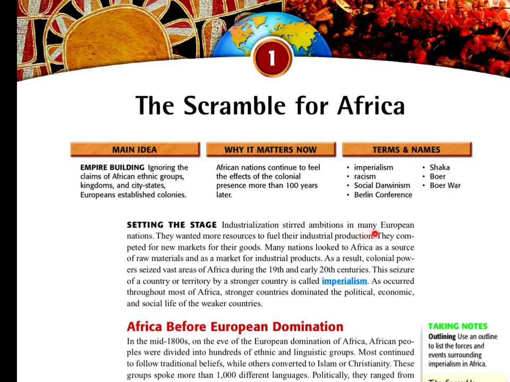Industrialization stirred ambitions in many European nations. They wanted more resources to fuel their industrial production. They competed for new markets for their goods. Many nations looked to Africa as a source of raw materials and as a market for industrial products. As a result, colonial powers seized vast areas of Africa during the 19th and the early 20th centuries. This seizure of a country or territory by a stronger country is called imperialism. As occurred throughout most of Africa, stronger countries dominated the political, economic, and social life of weaker countries.